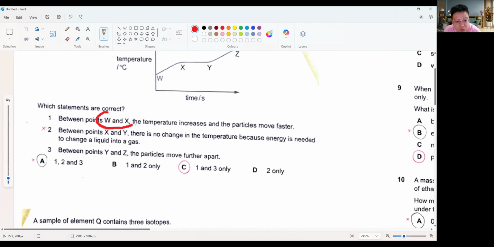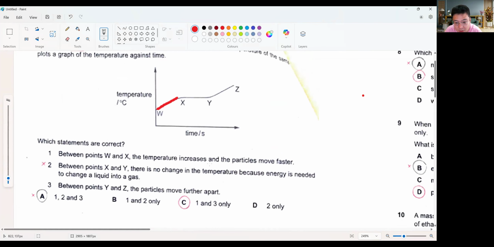So here they say between point W and X, which is the going up phase here, the temperature increases and the particles move faster. So that's correct. What we can do is put a tick behind here. Second one, between point X and Y, that means here, which is the flat line. What did we talk about just now? The temperature is not increasing because the particles are not moving faster or vibrating faster. What happens? The heat energy is used to break the bonds.